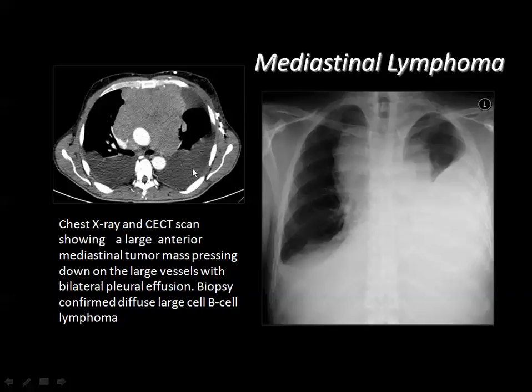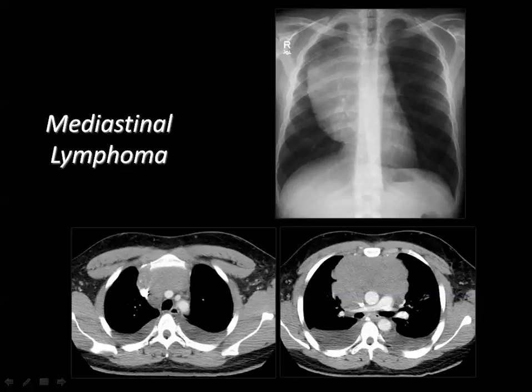And this is another case of mediastinal lymphoma. The chest X-ray shows a huge mass related to the mediastinal border on the right side, and the CT scan showed the presence of a soft tissue mass in the retrosternal area with bilateral pleural effusion.